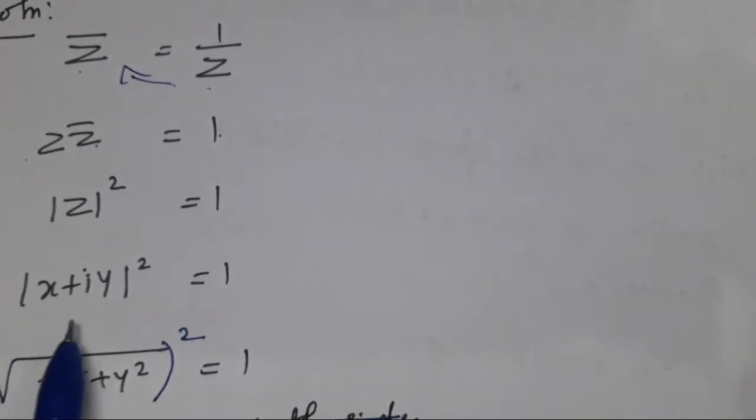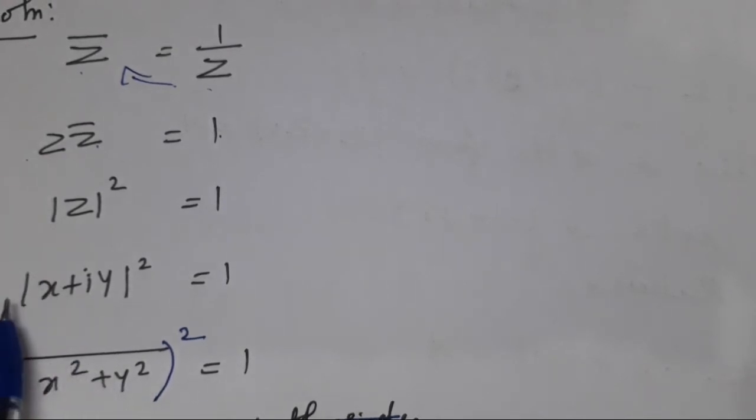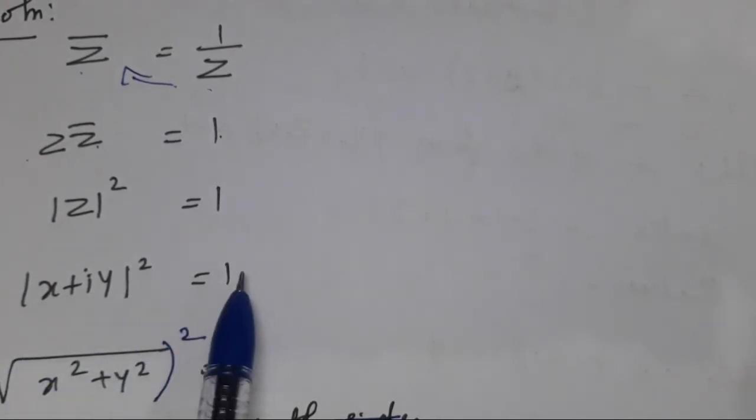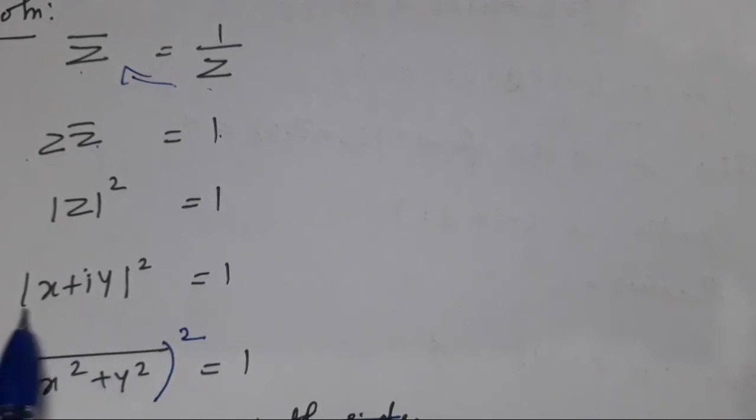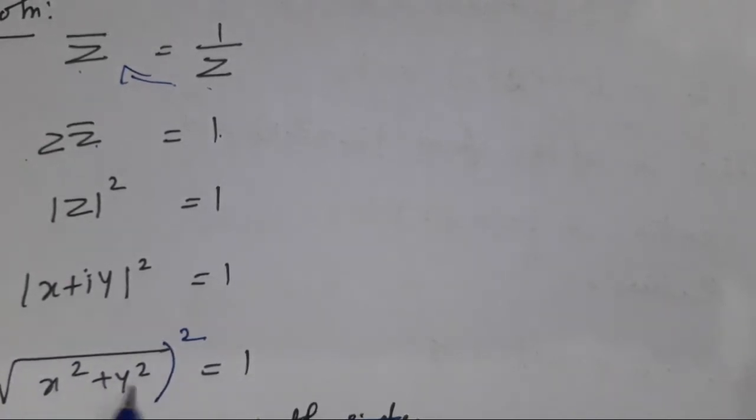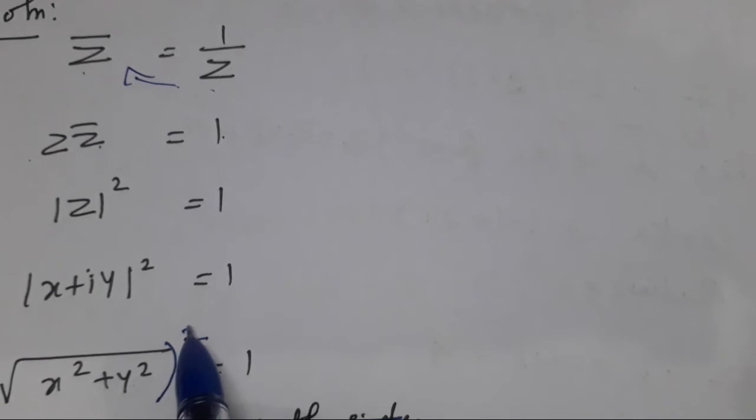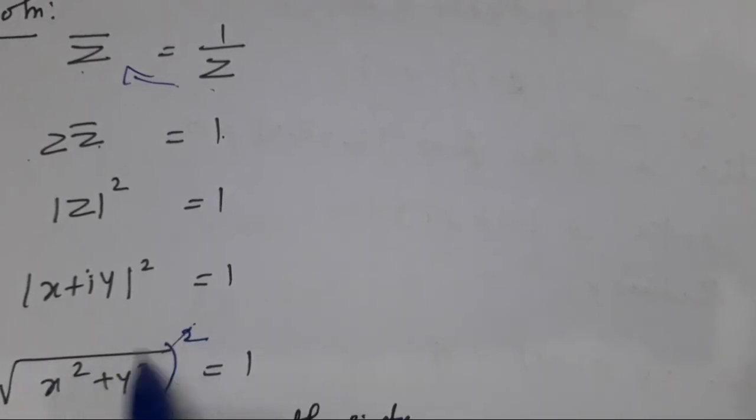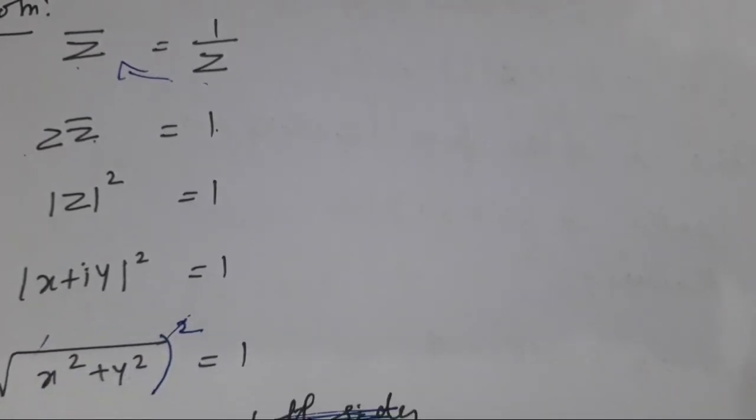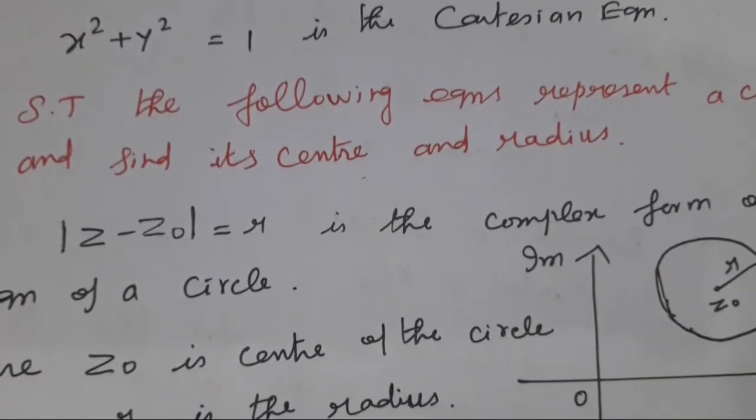See, because Z is what? Instead of Z, write X plus Iy. Modulus of X plus Iy the whole square equal to 1. What is the modulus value? Modulus of X plus Iy is the root of real part square plus imaginary part square. That is nothing but the root of X square plus Y square, the whole square. If we are squaring the root value, the root will be cancelled. Now X square plus Y square equal to 1.